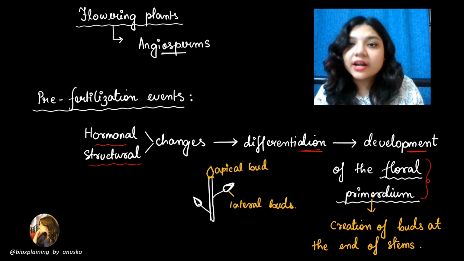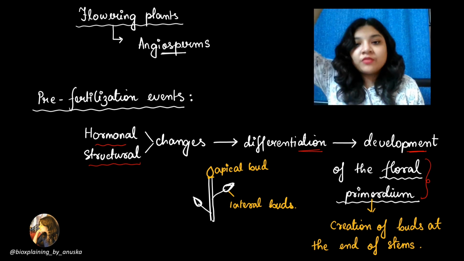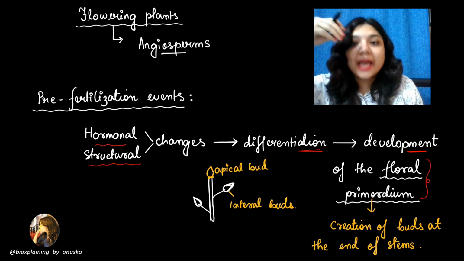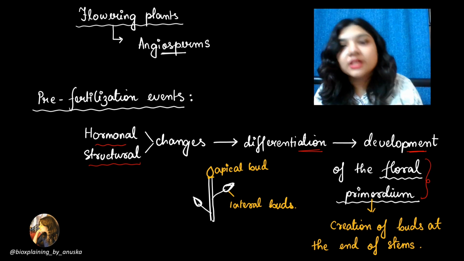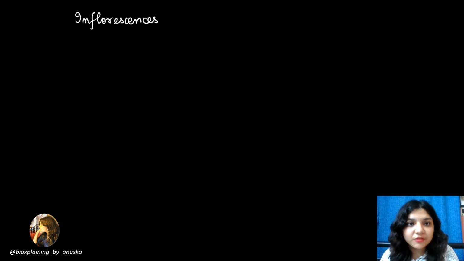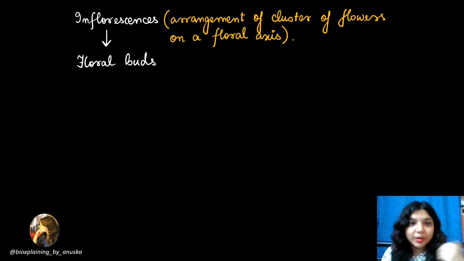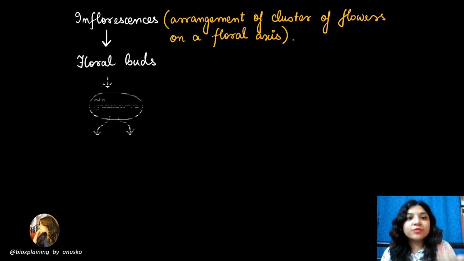So we know that there are two kinds of buds that can be present. One is at the end of the stem, the terminal part, which is the apical bud, and the other is the lateral buds. Okay, so inflorescences are formed. What do we understand by the term inflorescence? Inflorescence refers to the arrangement of a cluster of flowers on the floral axis. So from this inflorescence, floral buds are formed, and then from the floral buds, an entire flower is formed.